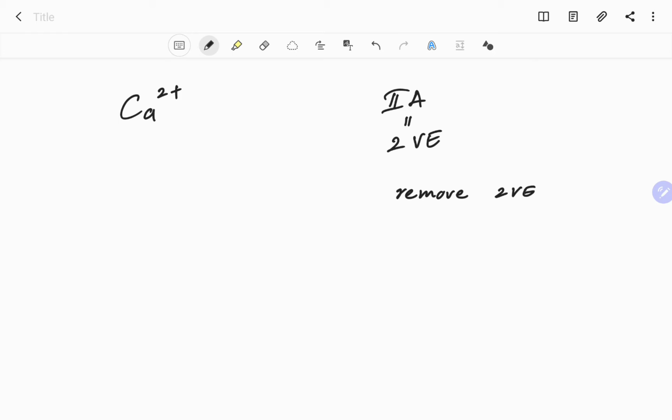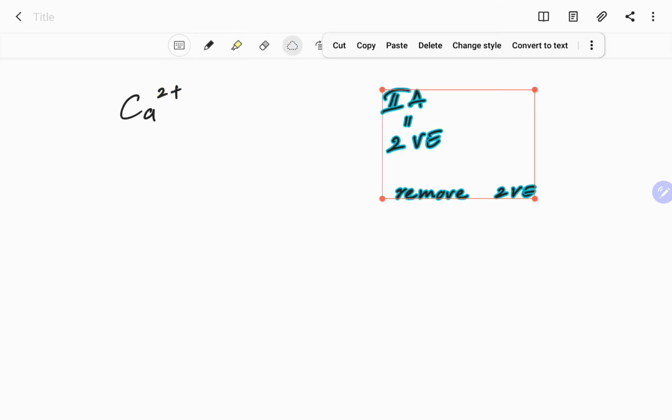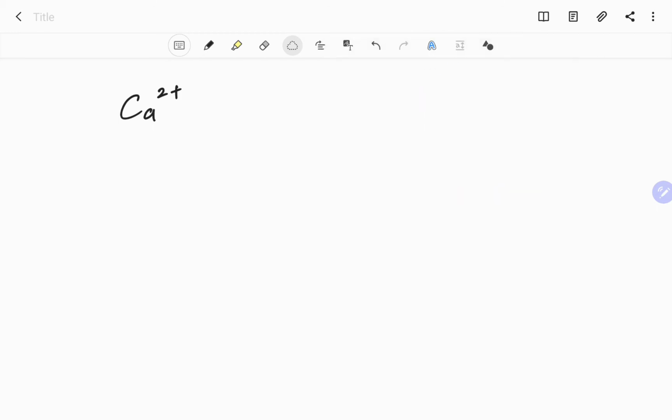Or in other words, initially the protons and electrons were equal, but after removing 2 electrons, you have 2 protons in excess. Protons are positive, so the charge will be 2+. That is how you figure out the charge of calcium if you don't know it yet. But I highly recommend that you watch the video on anions and cations, so that you will have a proper understanding of that.